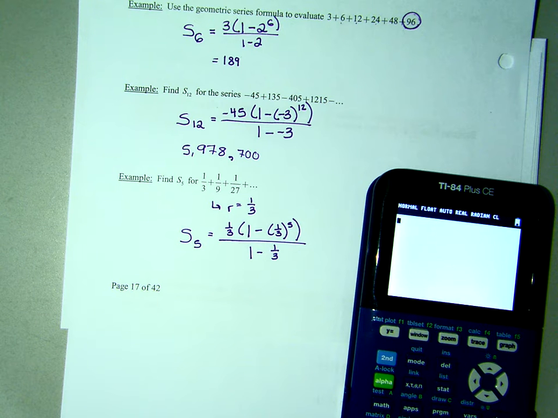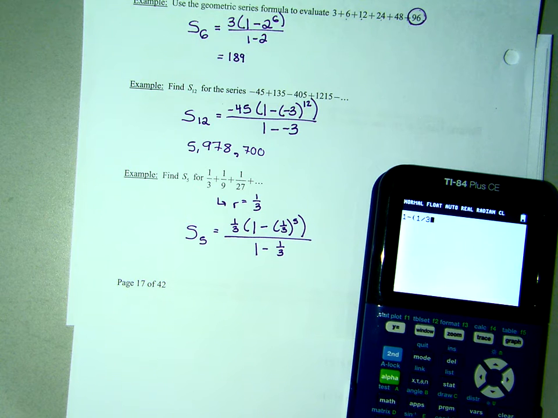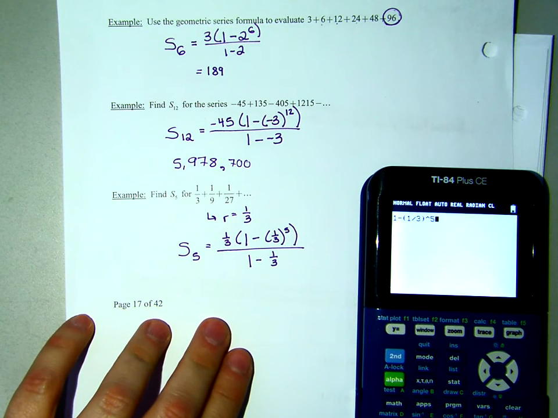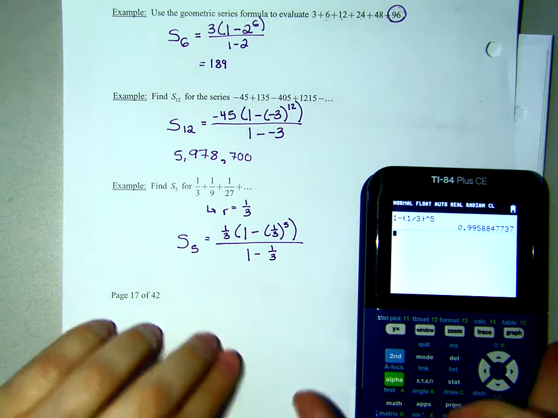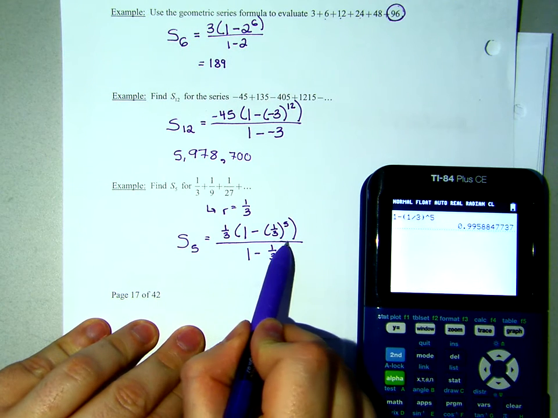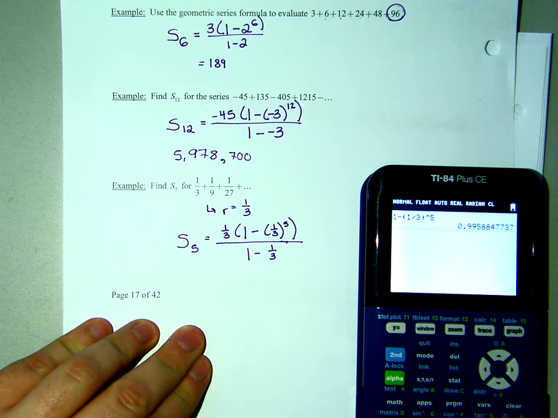That's not correct. Let me start typing things in here. So I'm going to start by doing 1 minus 1/3 to the 5th, and I'm going to put that in parentheses. Okay, stop. I didn't get the right answer. Hold on. I'm starting with the inside. 1 minus 1/3 raised to the 5th. I'm then going to multiply by the number out front, so I'm going to multiply by 1/3.